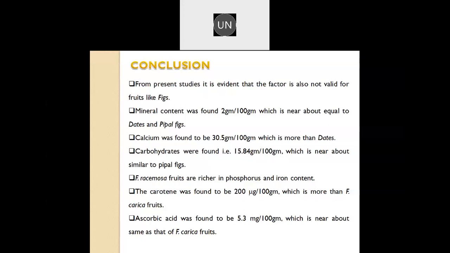Now, the conclusion. From present studies, it is evident that the fruit is nutritious like figs. Mineral content was found to be 2 grams per 100 grams, which is nearly equal to date and fig. Calcium was found to be 30.5 milligrams per 100 grams, which is more than dates. Carbohydrates were found to be 15.84 grams per 100 grams, which is nearly similar to figs. Ficus racemosa fruit is richer in phosphorus and iron content. The carotene was found to be 200 micrograms per 100 gram, which is more than Ficus carica fruit. Ascorbic acid was found to be 5.3 mg per 100 gram, which is nearly the same as Ficus carica fruit.